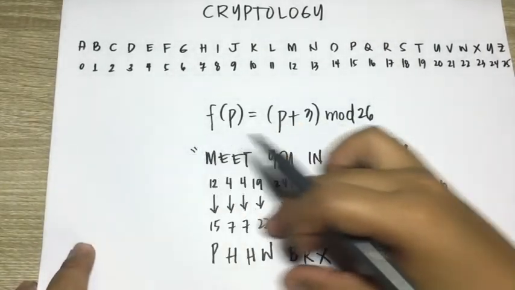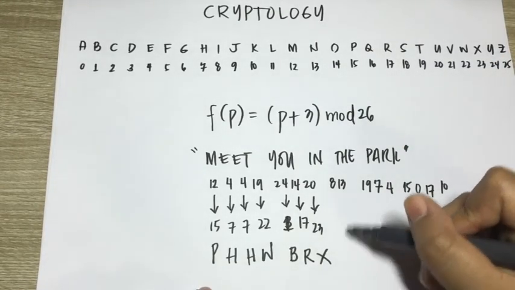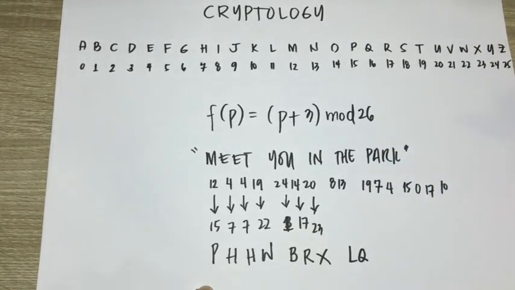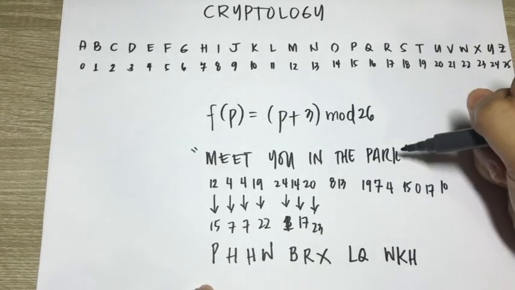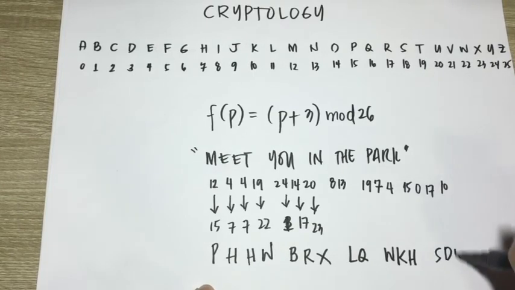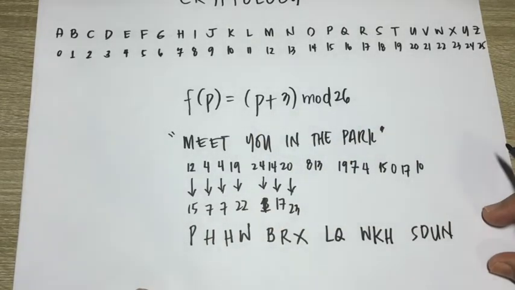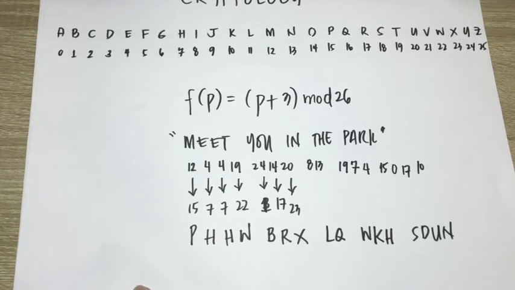So if we continuously apply this given expression, for the word "in," it will be represented by LQ. The word "the" will be represented by W, K, H, and the word "park" is represented by S, D, U, N. Now, instead of saying "meet you in the park," you now have an encrypted message, which is PHHWBRXLQWKHSDUN. So nobody will know that you are going to meet somebody in the park.